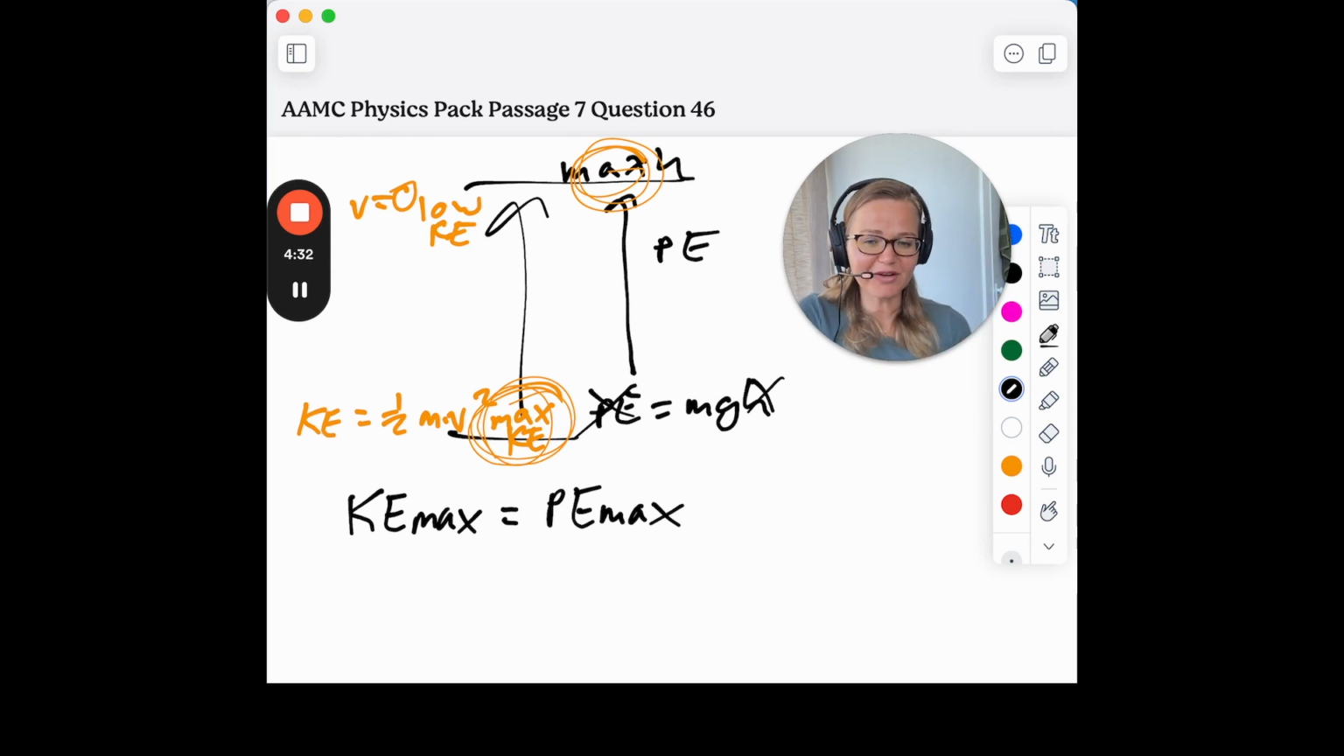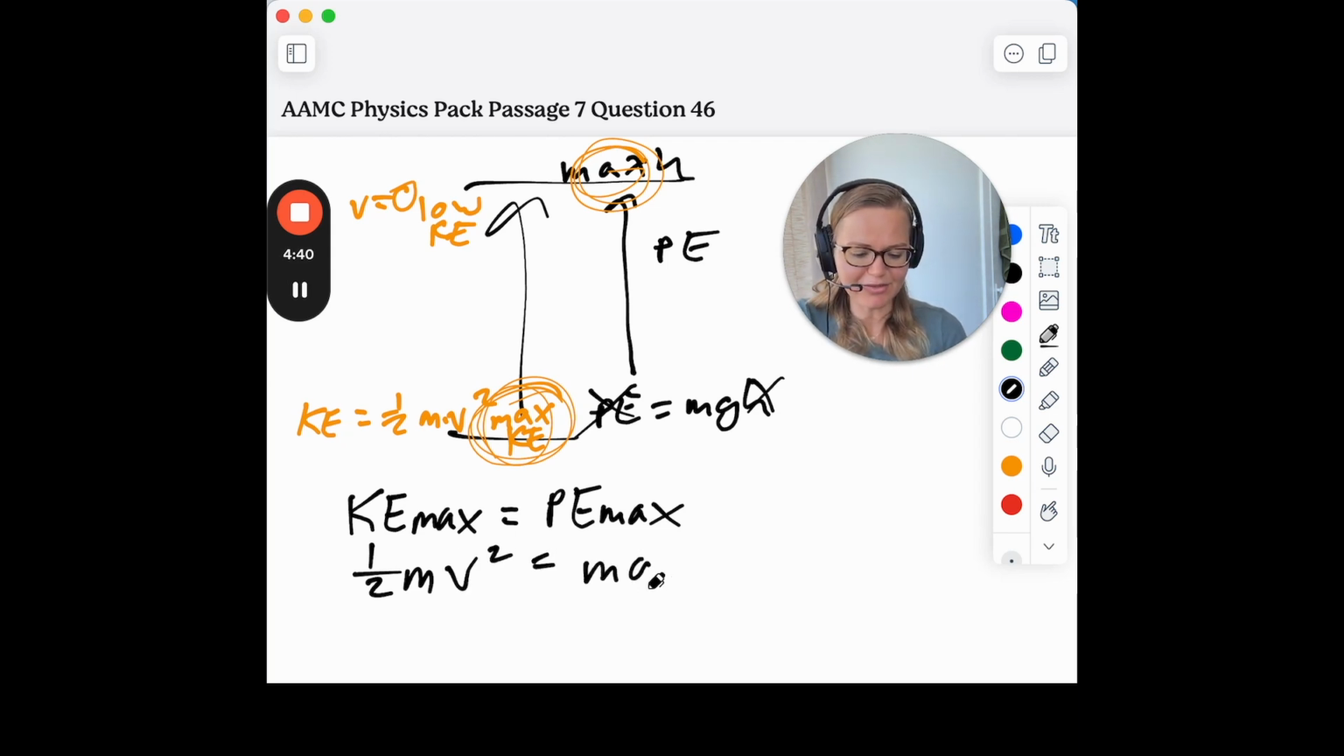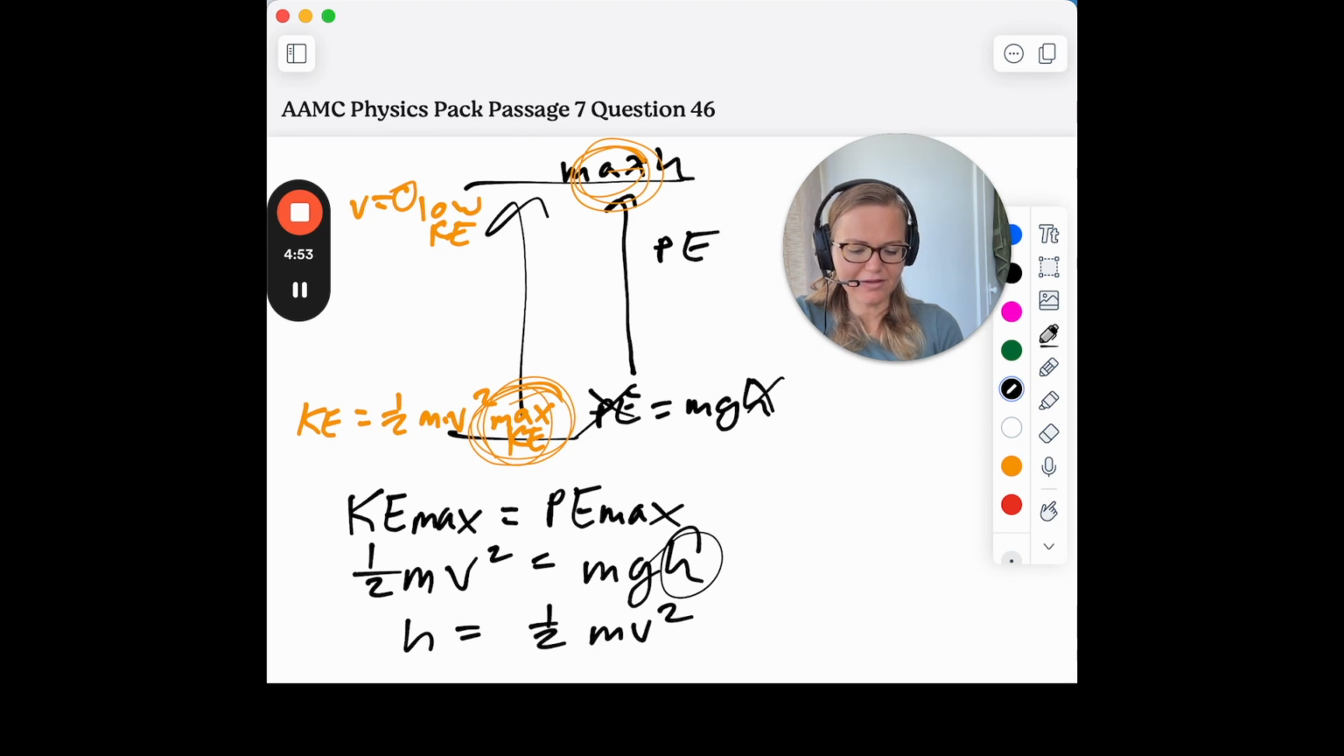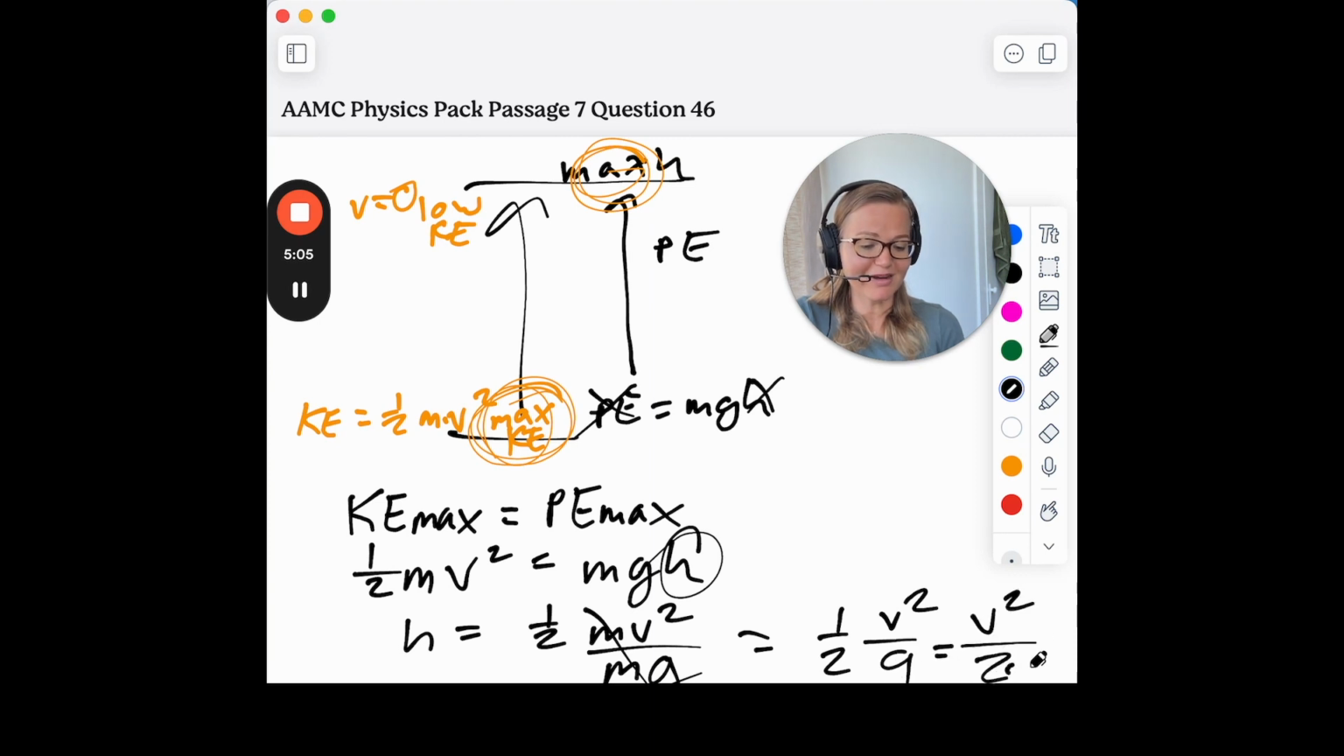And now if we sub in our equations there, we know that our kinetic energy is going to be 1/2 mass times velocity squared, and our potential energy is going to be mgh. So then we can just go ahead and solve for our height here. So we get height is equal to 1/2 of mv squared divided by mg. So we notice something cancels, our mass, and then we get height is equal to 1/2 v squared divided by g, or v squared divided by 2g. And that corresponds to answer choice B for me.